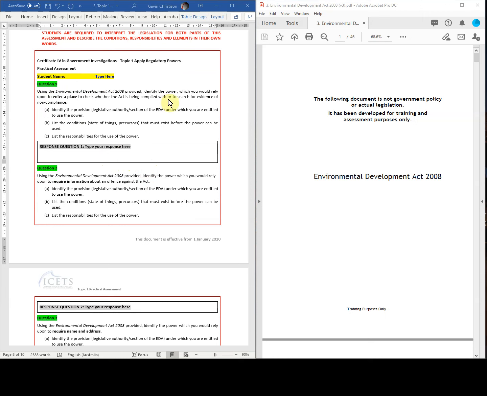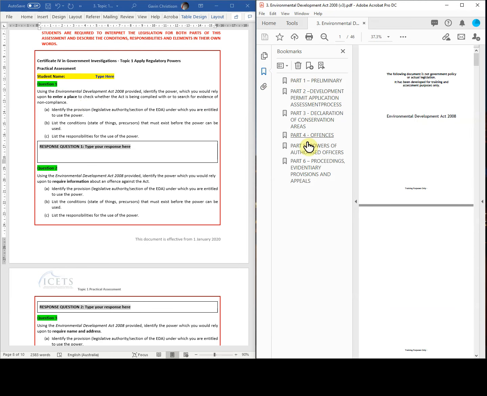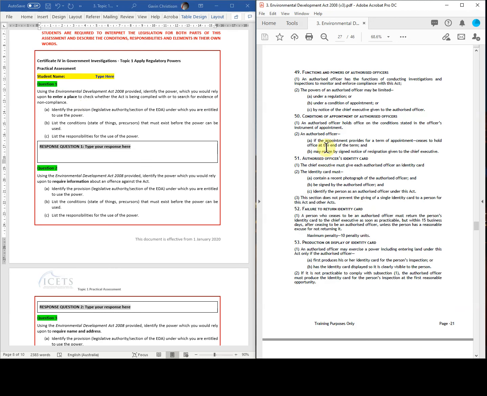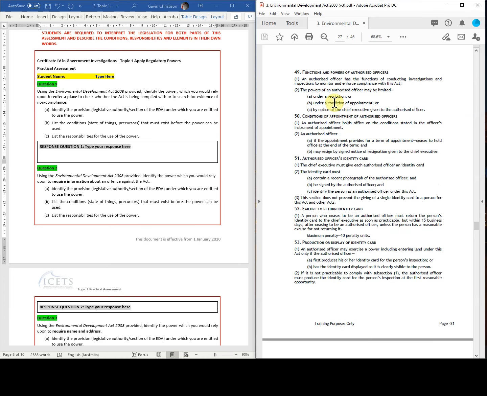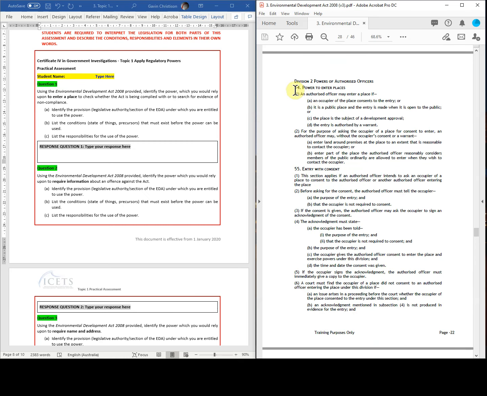Question 1, identify the power you rely on to enter a place. So if we have a look at our contents, we're looking at powers of authorised officers. So we need to go to part 5 of the Act, authorised officers. So we need to look for a section which relates to entering a place, and just to assist you with this one, the first one here, section 54, power to enter a place, is the section that we're looking for.